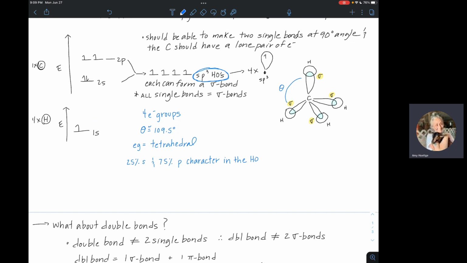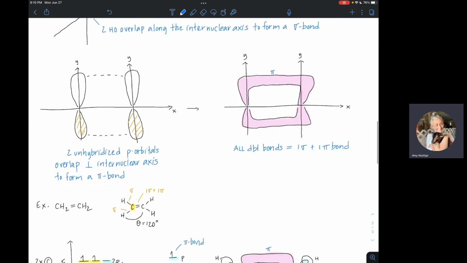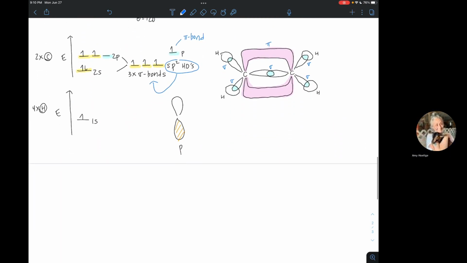Turns out the more s character you have, the stronger the bond. Look down here. I have 3 hybrid orbitals, right? So we've got, I'm going to get rid of this, sort of just in our way here. I have 3 hybrid orbitals, 33% s character in the hybrid orbital, and 67% p character.